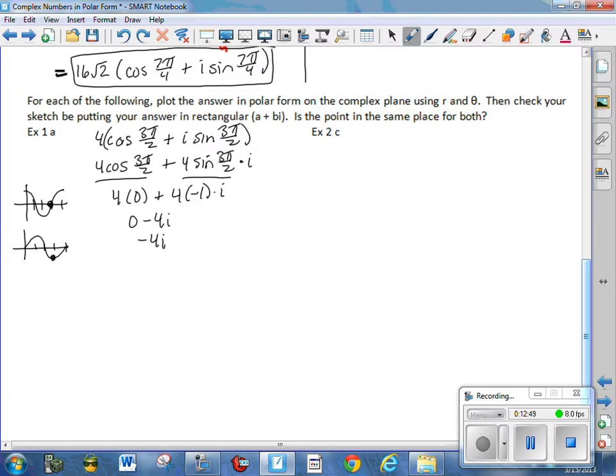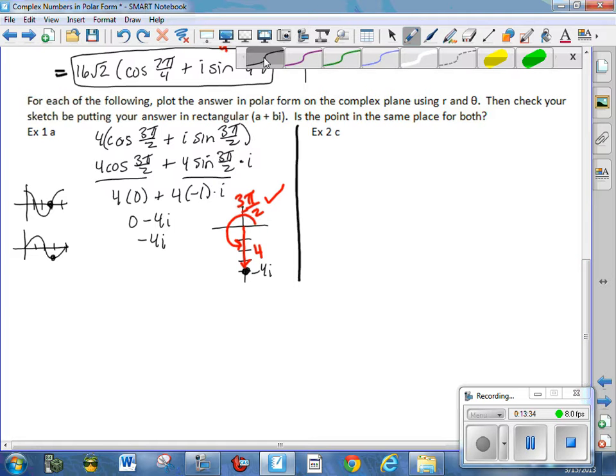Now, if I draw a picture of this negative 4i, it should also be a picture of 4 cosine 3 pi over 2 plus i sine of 3 pi over 2. So I'm going to draw a little graph. Negative 4i is just negative 4 in the direction of the imaginary axis, which is the y-axis. So here's negative 4i. Now let's see how that matches up with what I did before. So here's my r is 4. That makes sense. And here's my theta. That is the angle 3 pi over 2. So yes, everything matches up just like I thought it should. So this is always a way you can check to make sure polar form and rectangular form match up to what they're supposed to be.